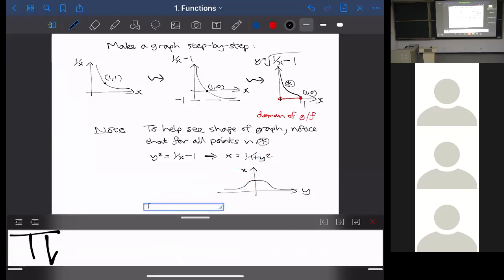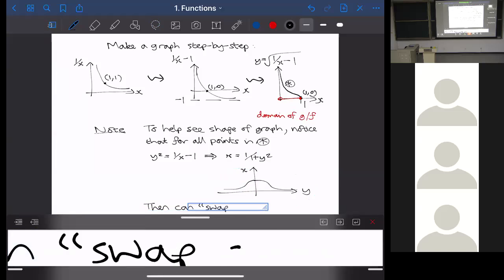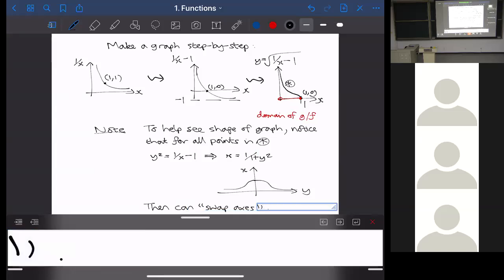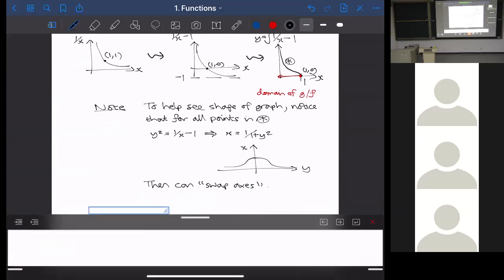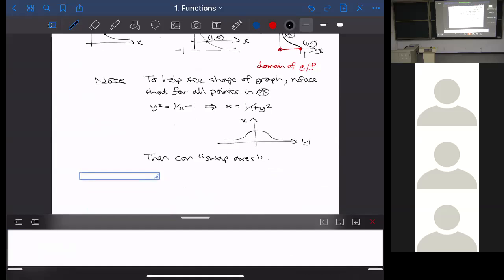So then we can swap the axes. Okay. So one other way to combine functions, and then the next subject is trigonometric functions.